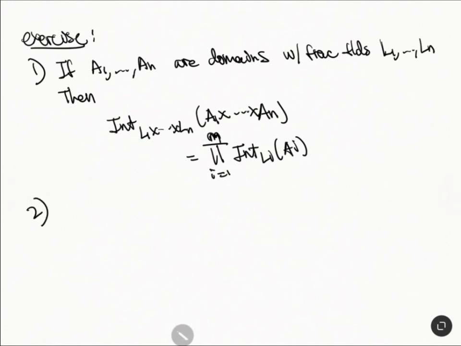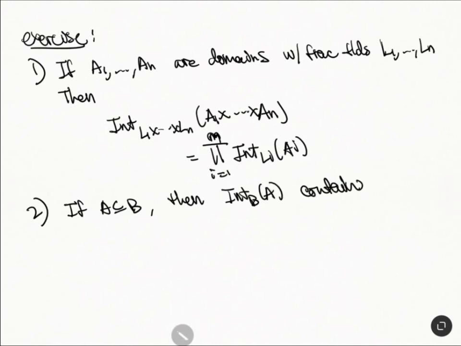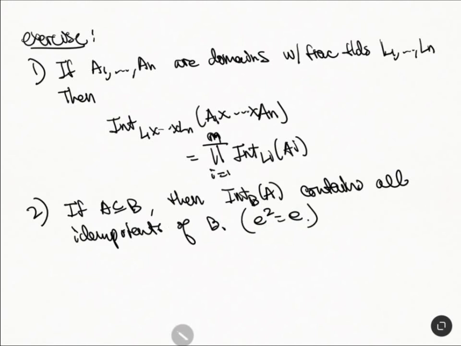Okay, so the other thing is that if A is contained in B, then the integral closure of A in B contains all the idempotents of B. This is important. Like E squared equals E. That's a monic equation. So that's easily satisfied.